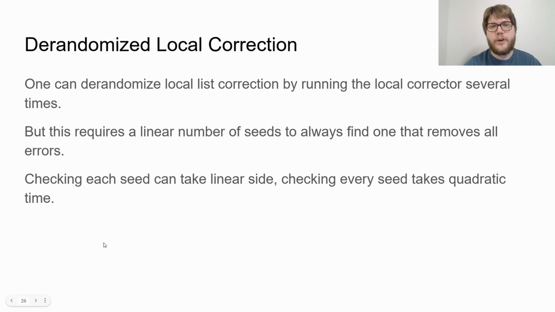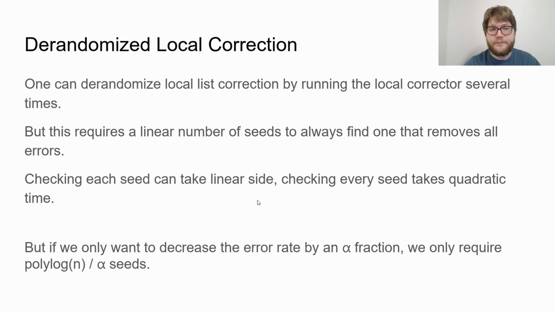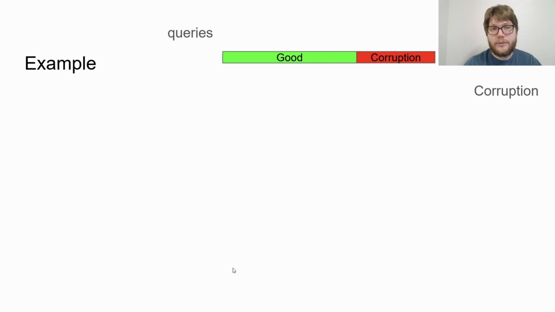One of the main tools we're going to use for list decoding is basically our prior tool for unique decoding. As a quick refresher, you can de-randomize local correction by running the local corrector several times and just finding some local correction that works. But you might have to go through a linear number of local correctors first, and checking each local corrector could take linear time. So overall, the naive de-randomization for this takes quadratic time. But if you only want to decrease the fraction of errors a little bit, then you only need a smaller number of functions.